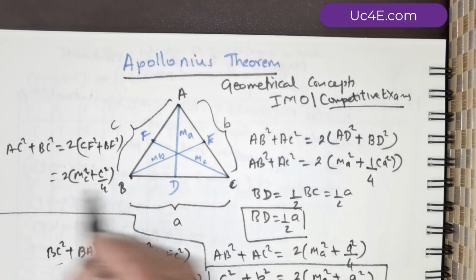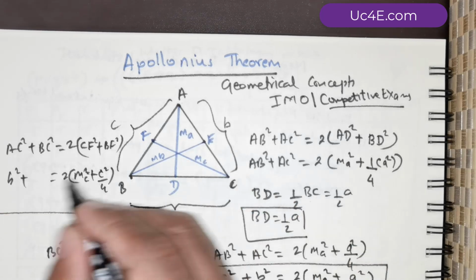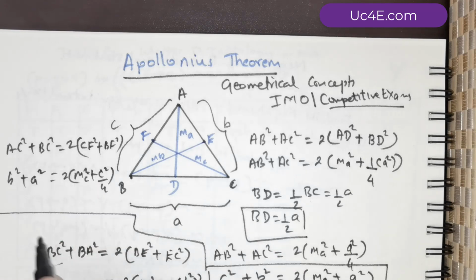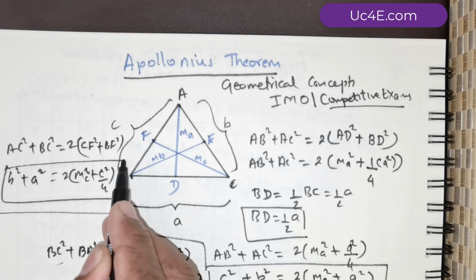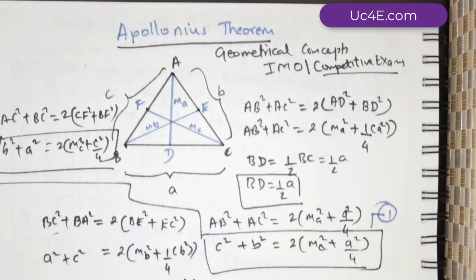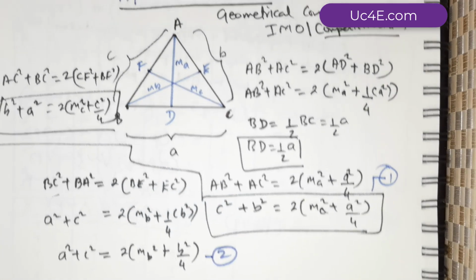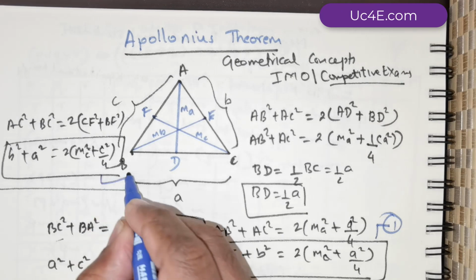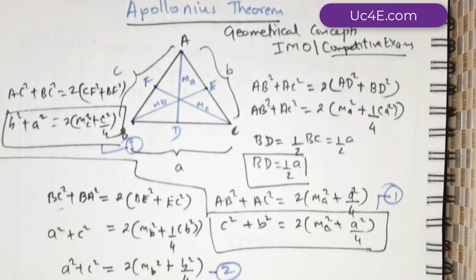And on this side AC squared is B squared and BC squared is A squared. So you got A squared plus B squared is equal to this entire formula. So it's a lovely formula given by Apollonius theorem. This is actually the first formula. The second one I've shown you. The third one is also over here. So 1, 2, 3.